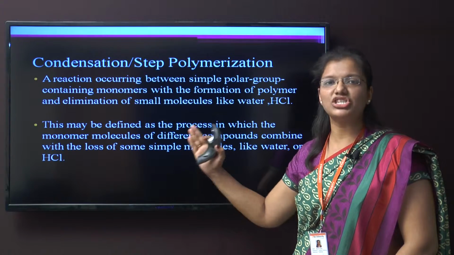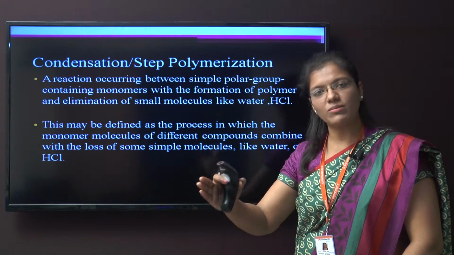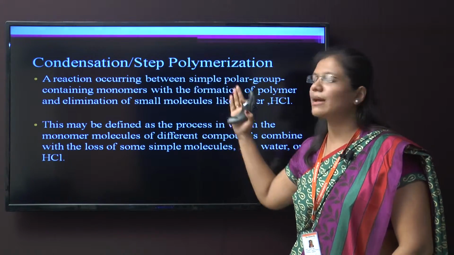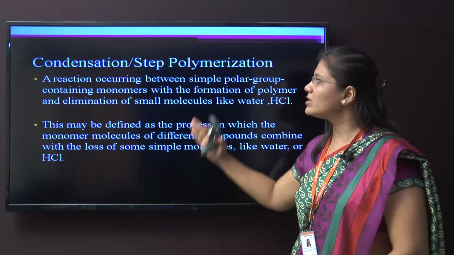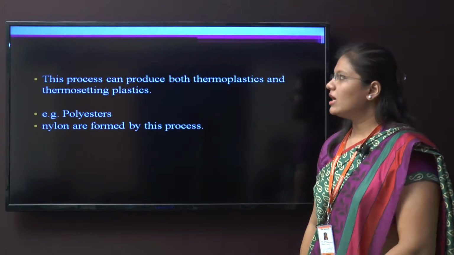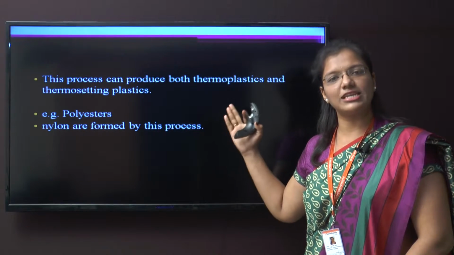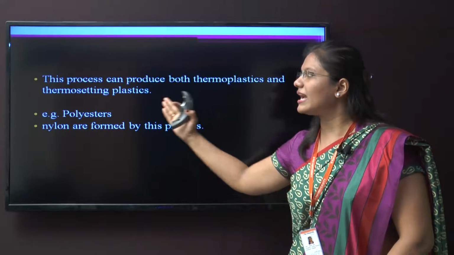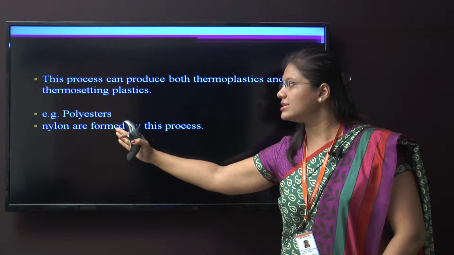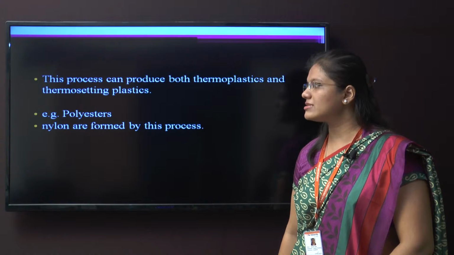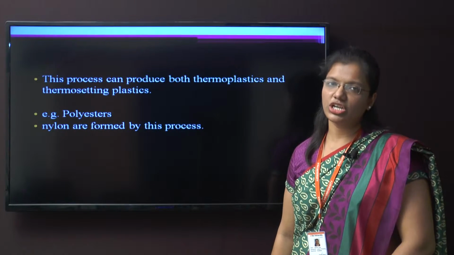That is the main difference between chain polymerization and step polymerization. In chain polymerization the polymer is bound with the chain, and here it is step polymerization, step by step progress, or step by step manufacturing of a thing. That is known as step polymerization. This process can produce both thermoplastics and thermosetting plastics. As you know, there are basically two types of plastics, thermoplastic and thermosetting plastic. This can produce both types of plastics, so it is widely used by various industries. For an example, polyesters and nylon are formed by this process. These two are formed by condensation polymerization.